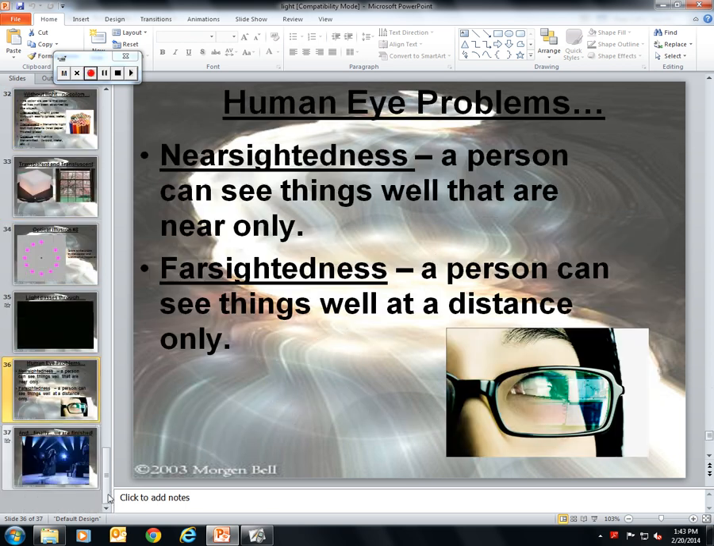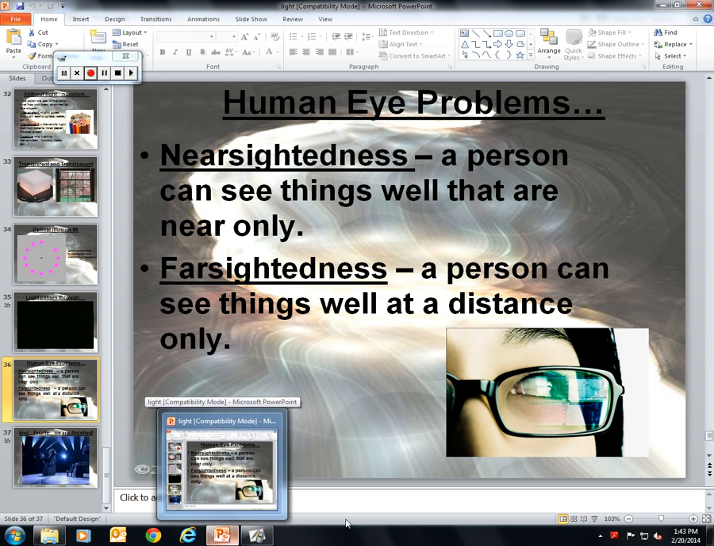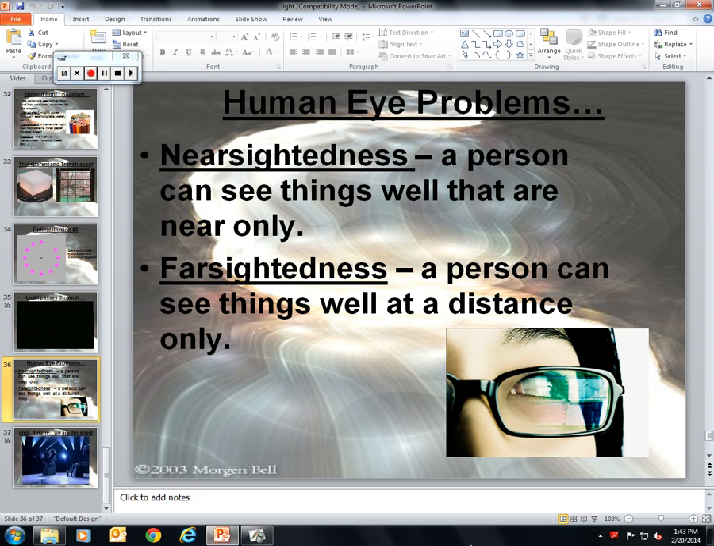Okay, the last two words for this unit, nearsightedness versus farsightedness. So a nearsighted person can only see what's near. A farsighted person can only see far away. Farsightedness is more common among teenagers, but as you get older, take that back. Nearsightedness is more common, but as you get older, farsightedness becomes very common. It's usually around the age of 40 that you can't see far away anymore, or up close.